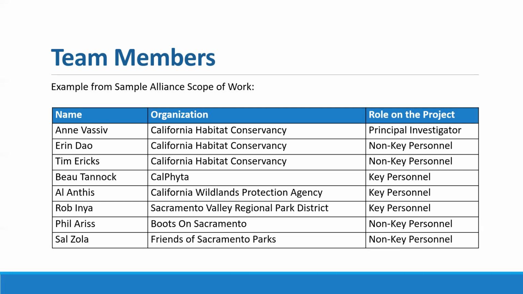And again, I just want to highlight that the primary reason for characterizing individuals appropriately is to try and minimize the need to complete an amendment to revise team members' roles if, say, someone listed as key personnel leaves the organization and will no longer be working on the project.